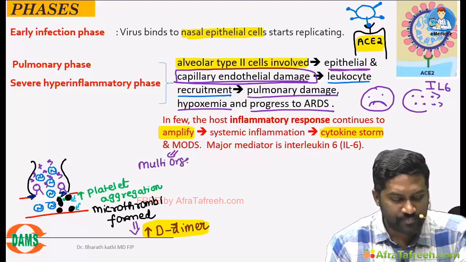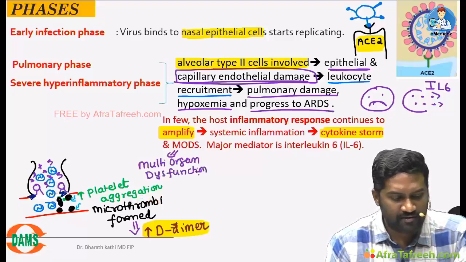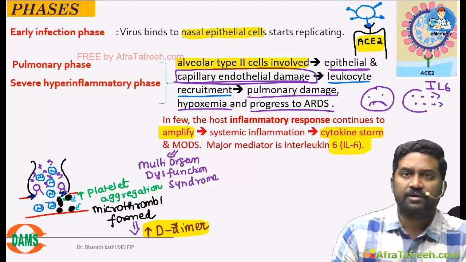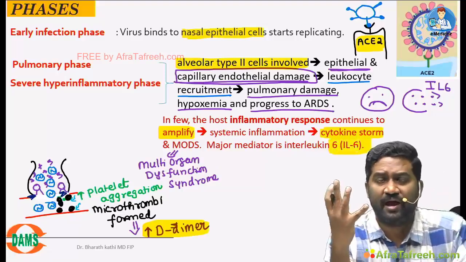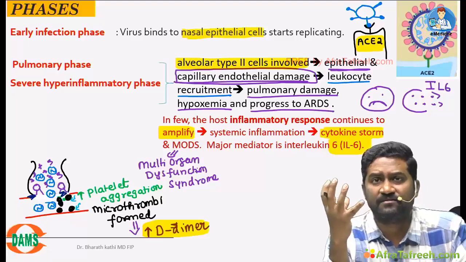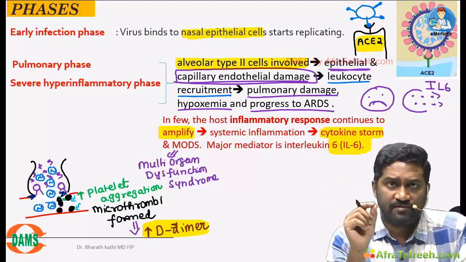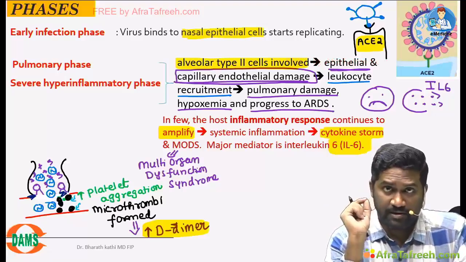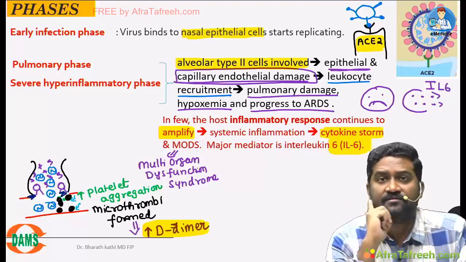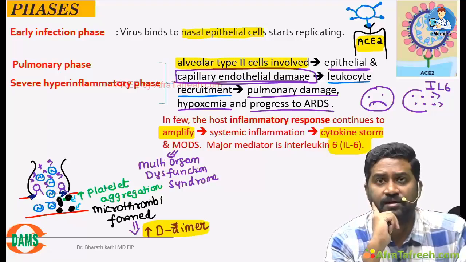Multi-organ dysfunction or multi-organ damage syndrome. And the major mediator in this cytokine storm is IL-6. Your immune cells will become very, very angry and break themselves, resulting in sudden release of cytokines just like a storm. That results in multi-organ damage, and the major mediator here is IL-6. Now you have understood why IL-6 increases in COVID-19. It is a marker of hyperinflammatory response.